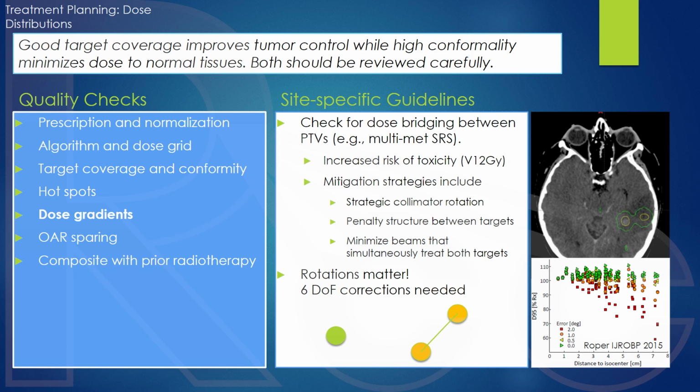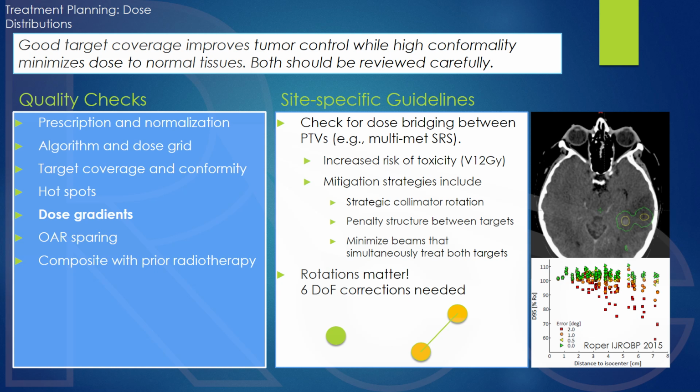For SRS plans, it's important to look for dose bridging between disjointed targets because this is associated with an increased risk of toxicity, for example, radionecrosis. This is associated with the volume receiving 12 gray or even 10 gray. There are multiple strategies that can be used to mitigate these effects.